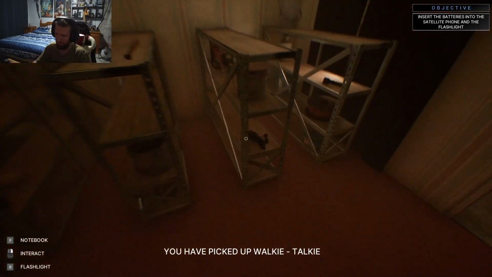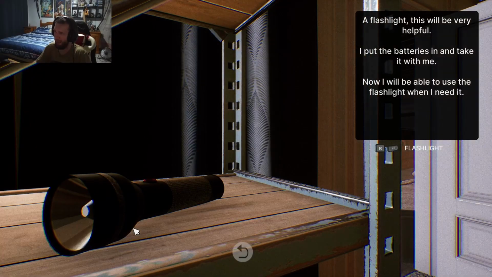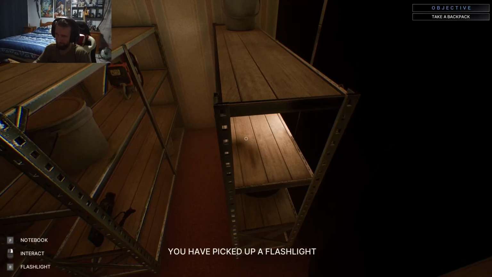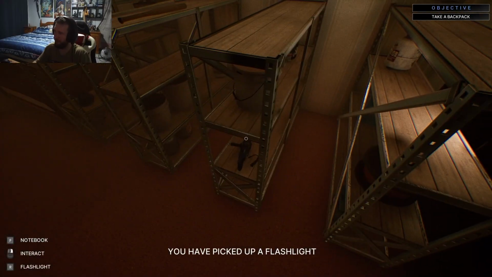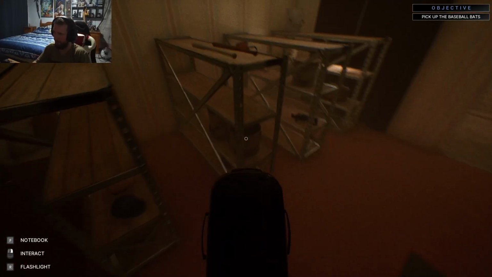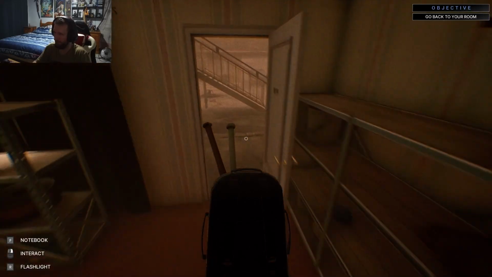Okay, you pick up the walkie-talkie. A flashlight will be very helpful. I'll put the batteries in and take it with me. Now we'll be able to use the flashlight when we need. Okay, pick up the flashlight, take the backpack. Pick up the baseball bat. Okay, head back to your room.